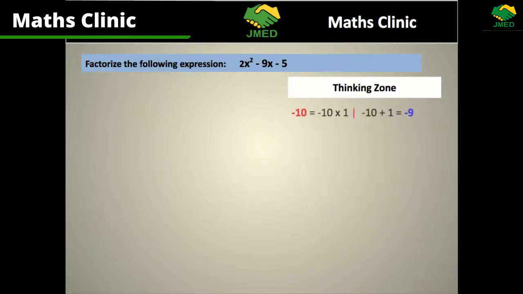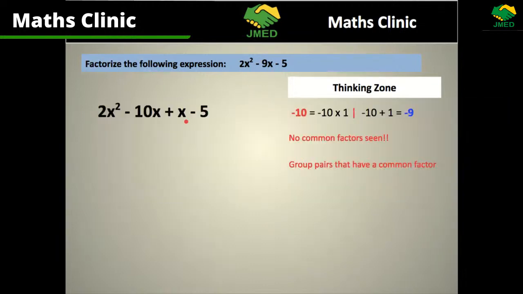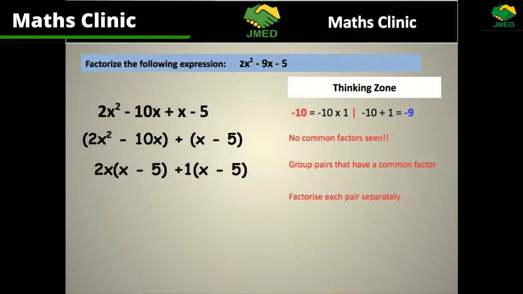So we use -10, we need 2 numbers to multiply to give us -10. So -10 times 1 works. And if you add -10 with 1, you get -9. We go in, we split like normal. So the procedure is really the same, except that original step. Group pairs that have common factors, factor completely each bracket. So 2x will come out rather than just x, because 2 goes into 10.